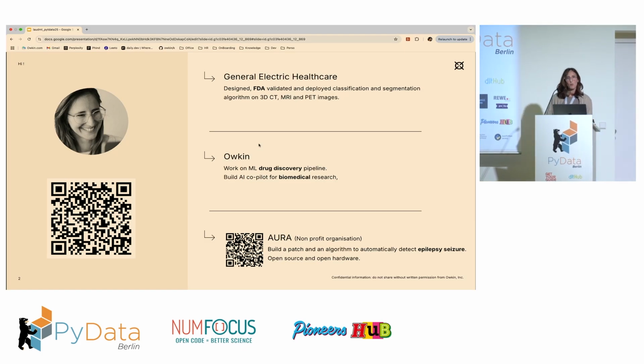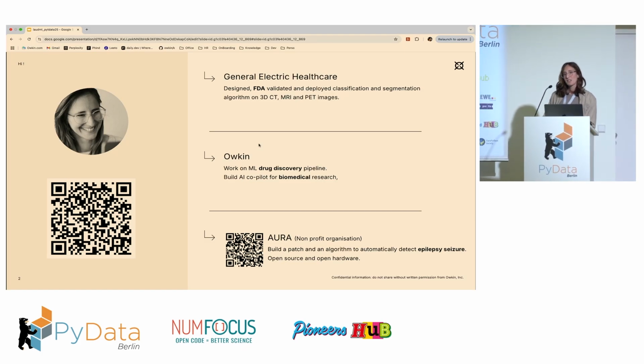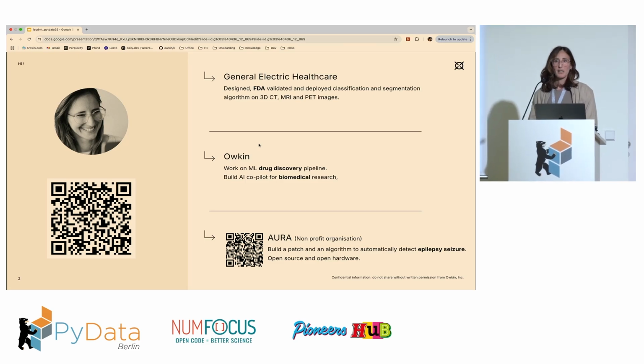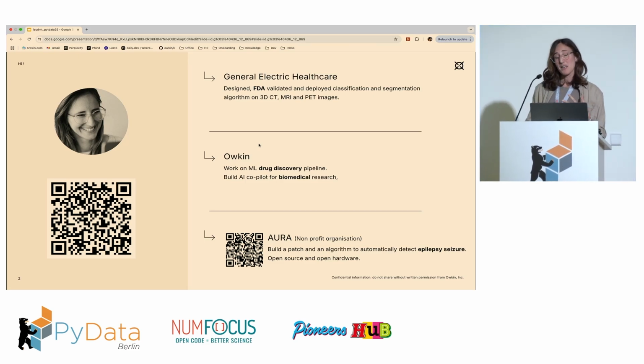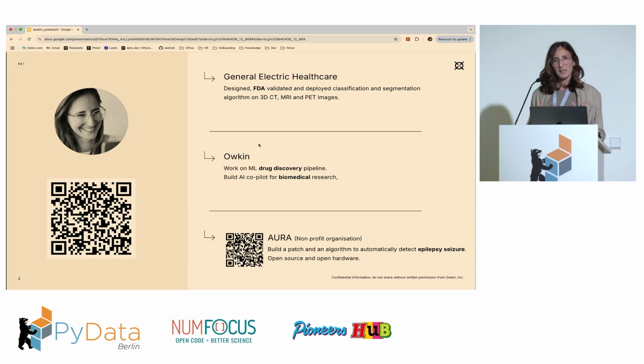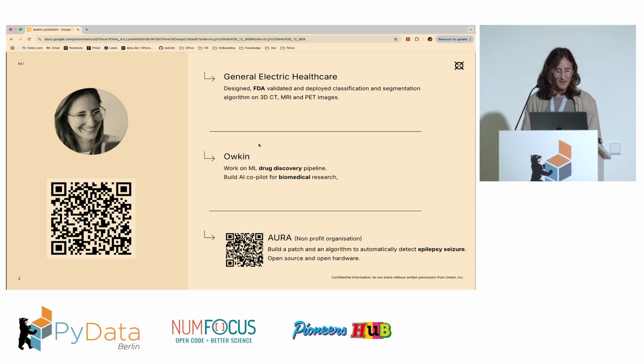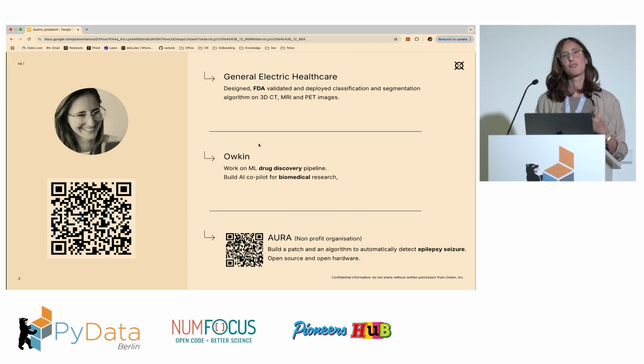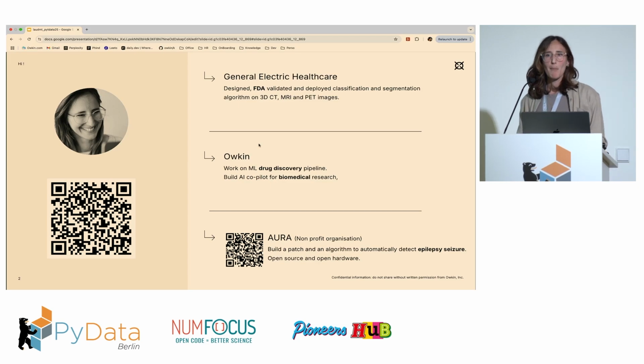Big topic. As a bit of context, I'm a senior ML engineer at Owkin. Previously I worked on a medical device system with General Electric, deploying medical devices with AI algorithms in them in hospitals. Right now I'm working at Owkin on drug discovery pipelines, but more recently on a copilot focused on helping biology and life science researchers answer complex questions.